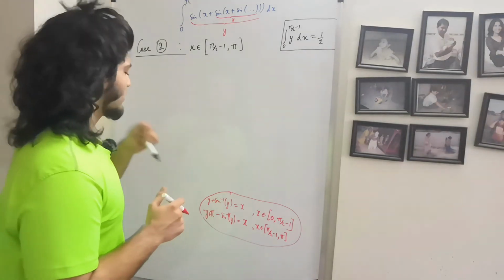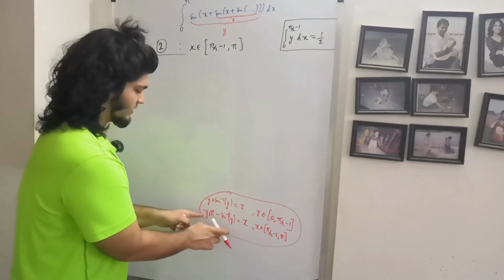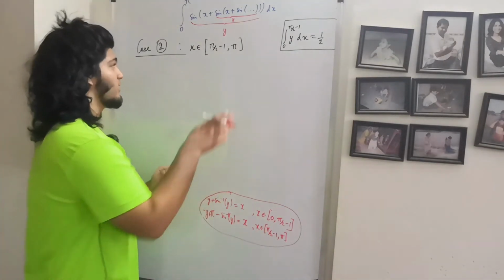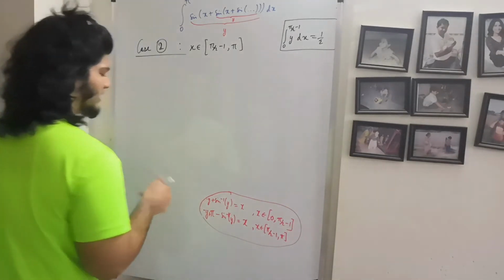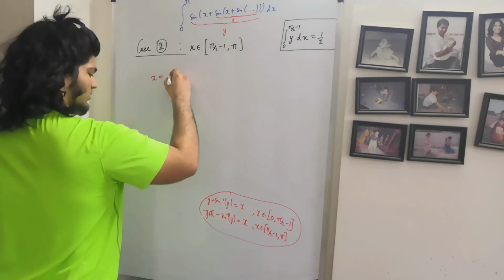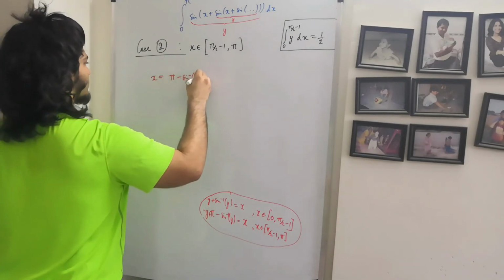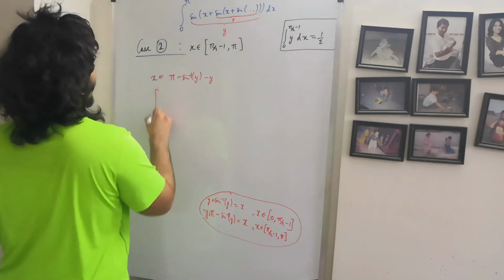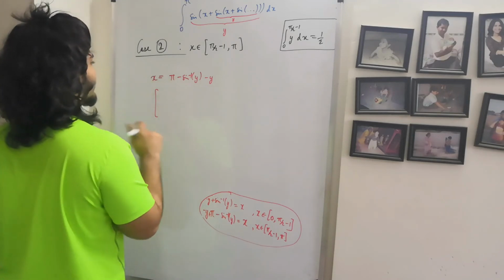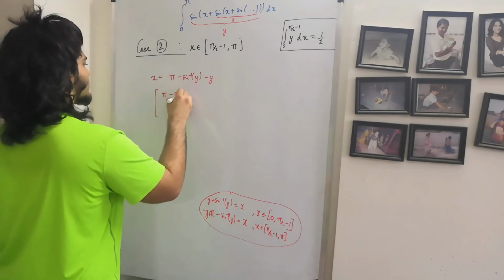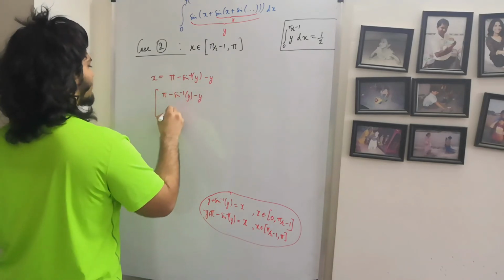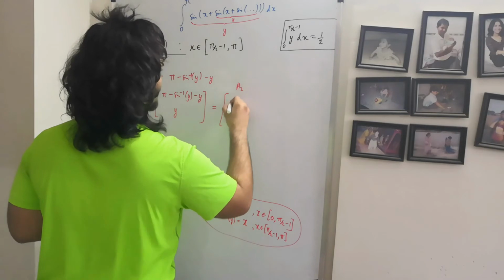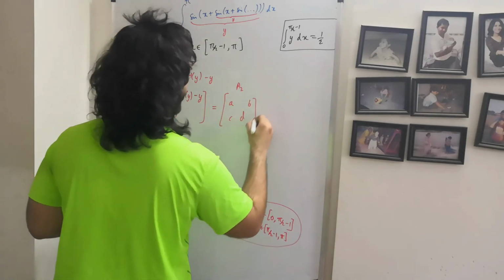So okay, we already figured out that this equation holds for the graph that we were looking at, for x being an element from pi by 2 minus 1 to pi, which is precisely the interval we are on now. So we have this equation: x is equal to pi minus sine inverse of y minus y. And once again we'll do the same thing. We'll turn it into a vector. What is the x component? It's pi minus the sine inverse of y minus y, and the y component is just y, and that equals some matrix A2 with elements a, b, c, d times the vector.